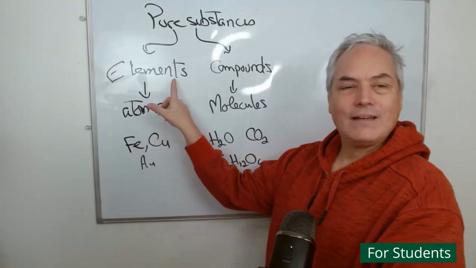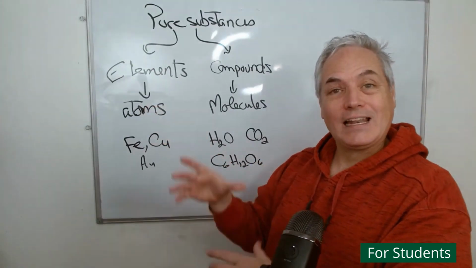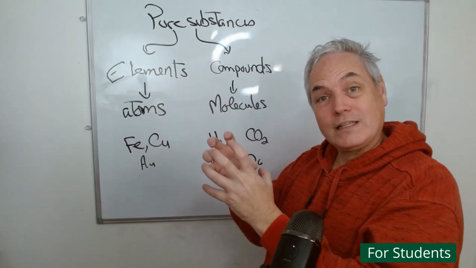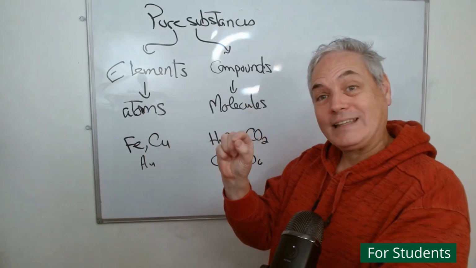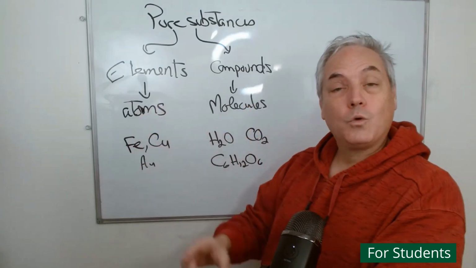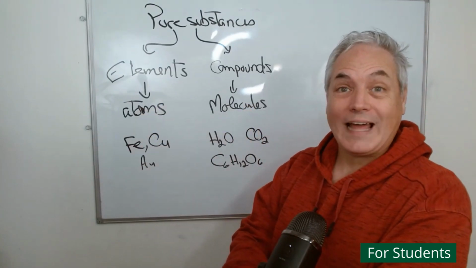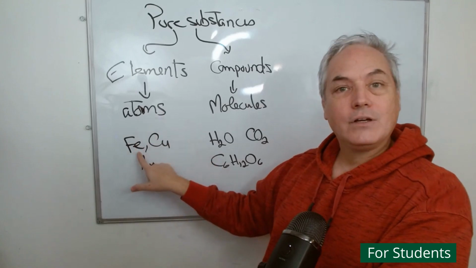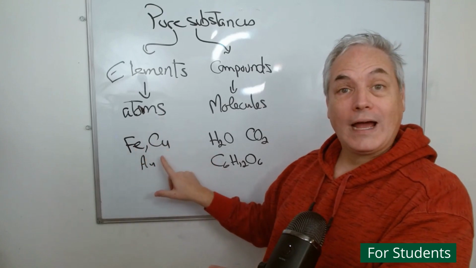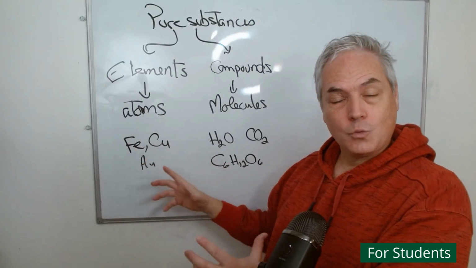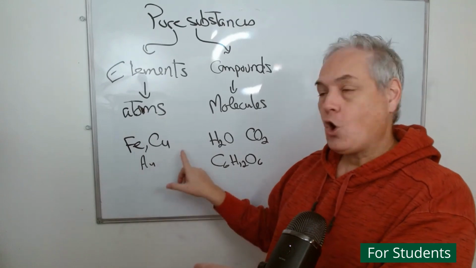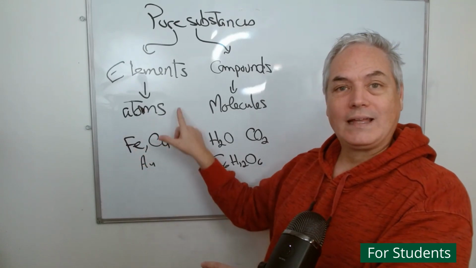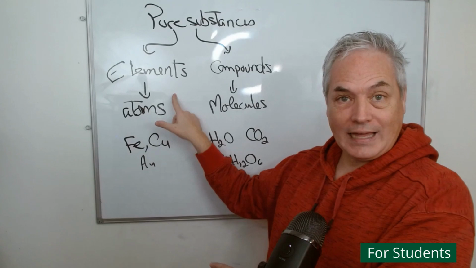Perfect. So when we have elements and we take that element and break it down into smaller and smaller pieces, we end up with one single particle, which is called an atom. So we can have iron atoms, copper atoms, and gold atoms. When we put many atoms together, one type of substance, we end up with what we call elements.